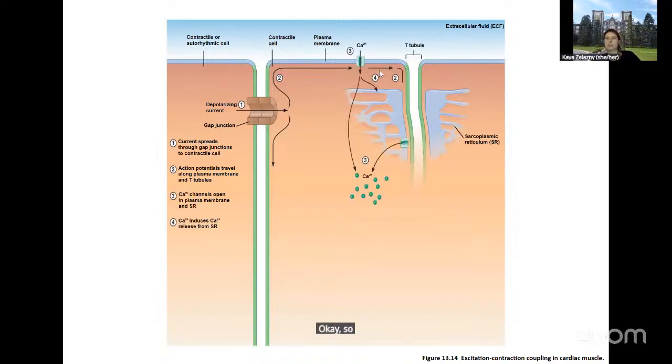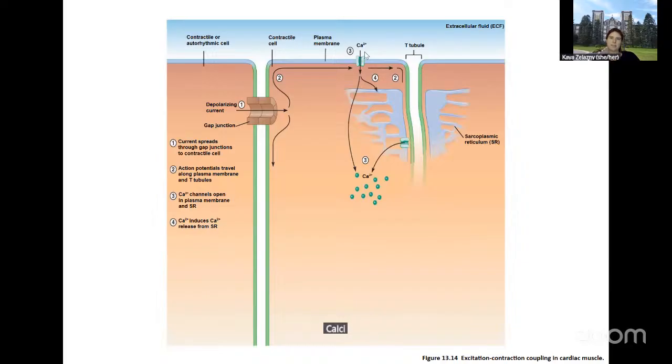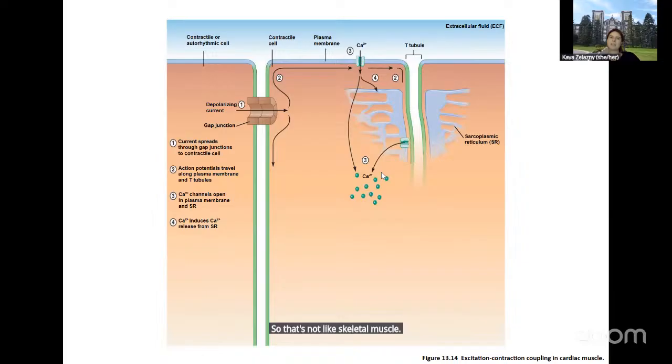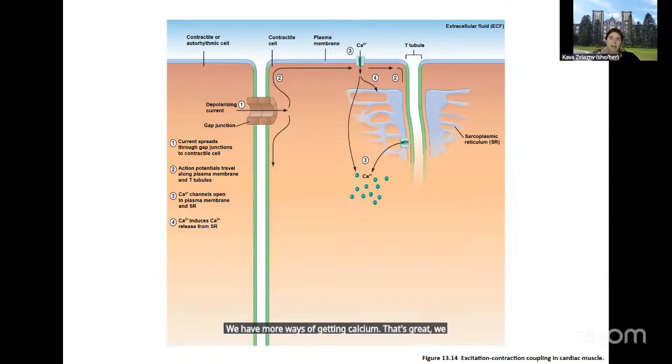Okay, so here's one of the different pieces. After we spread this action potential out, we're now trying to get calcium into the cytoplasm so that we can do our cross-bridge cycling. Some of that calcium is coming from the extracellular fluid, through our calcium channels on the plasma membrane that faces the extracellular fluid. So that's not like skeletal muscle, but some of that calcium is coming from the sarcoplasmic reticulum, which is like skeletal muscle. So we have more ways of getting calcium. That's great. We got like backup.